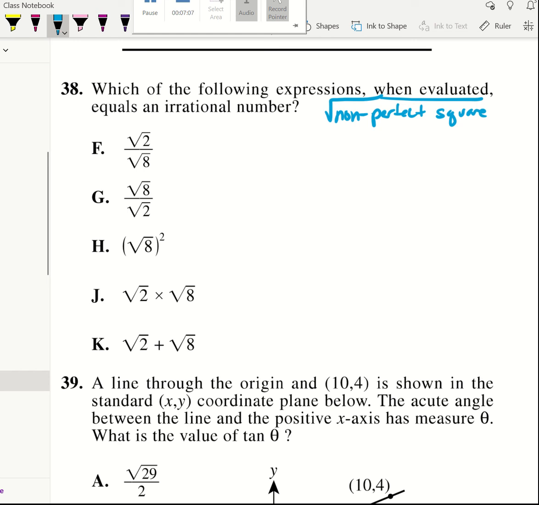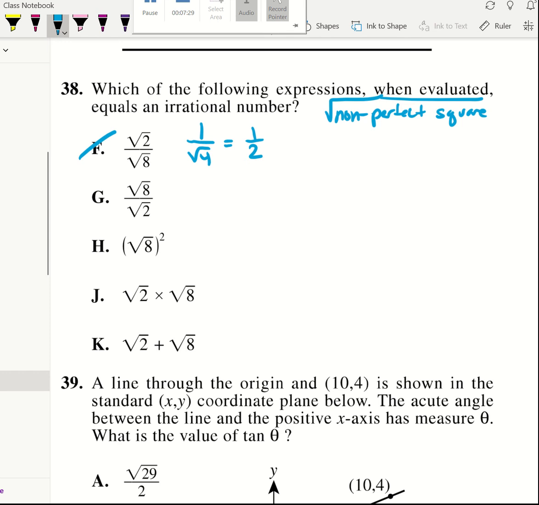All right. Square root of 2 divided by square root of 8. Because these are both square roots, I can just divide 2 and 8 and get 4. That would be on the denominator since 8 is the largest. So I have 1 over the square root of 4. That is a perfect square, and I get 1/2. If that square root can simplify out, then that's called rational.